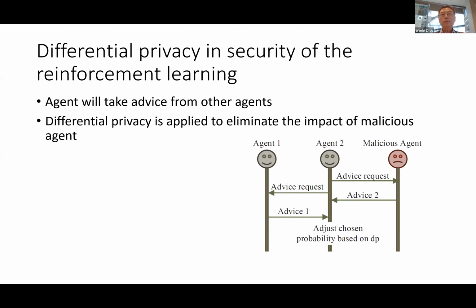Differential privacy can also be used in reinforcement learning, where agents take advice from different places, and then you use DP to adjust the learning results. This is similar to the previous one we applied to eliminate those things. So the key issue is that when we learn from the other agents, we apply DP in the learning, and then the output of that is guaranteed to be safe. That's the main idea in reinforcement learning.